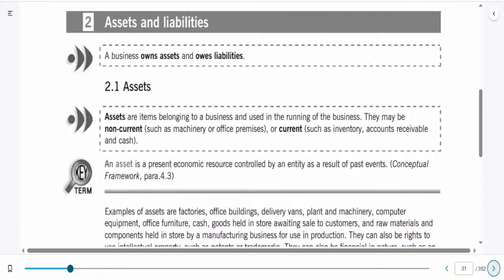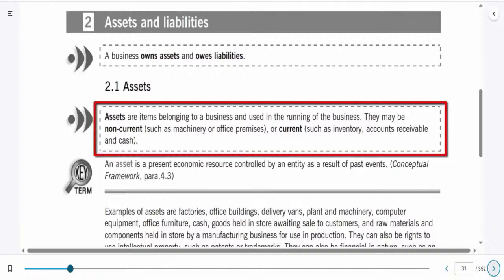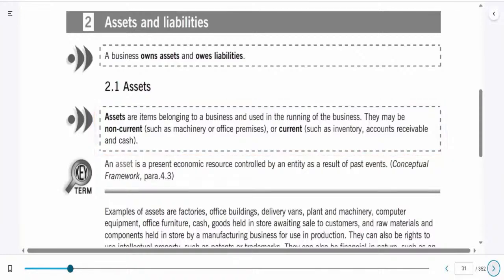All right, let's talk about what we mean by assets in very simple terms, just like we're sitting in a classroom together. What are assets? First, assets are simply things that belong to a business and help it operate. Think of assets as the tools and resources a business uses to make money and keep things running smoothly. Imagine if you were starting your own business. You would need things like a computer, maybe a car, cash, or even some goods to sell. All these things would help your business operate and grow. Those items would be your assets.